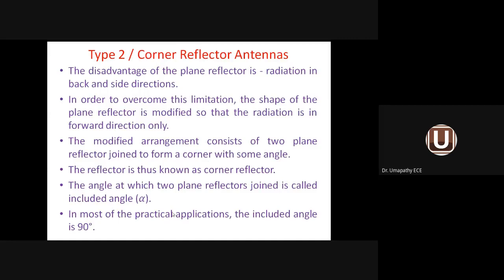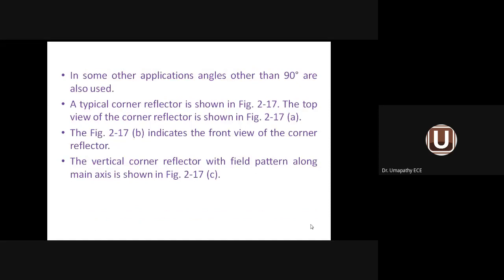So the modified arrangement consists of two plane reflectors forming a corner with some angle. Then the reflector is said to be a corner reflector. The angle is said to be alpha. It is called the included angle. Generally, the included angle will be 90 degrees. But in some other applications, an angle greater than 90 degrees is also used.